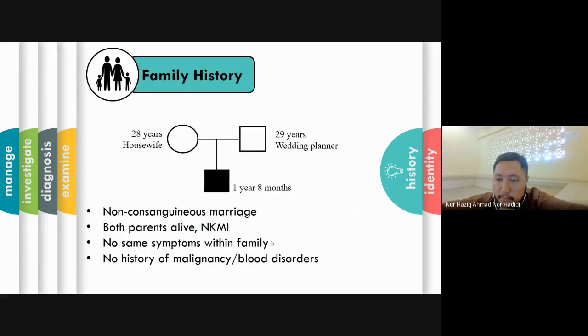For the family history, it was a non-consanguineous marriage. He is the only child. His father has no known medical illness, same with his mother. However, he said that his grandmother on his father's side has diabetes mellitus. Otherwise, all other family members are healthy. There is no history of malignancy or blood disorder running in the family.